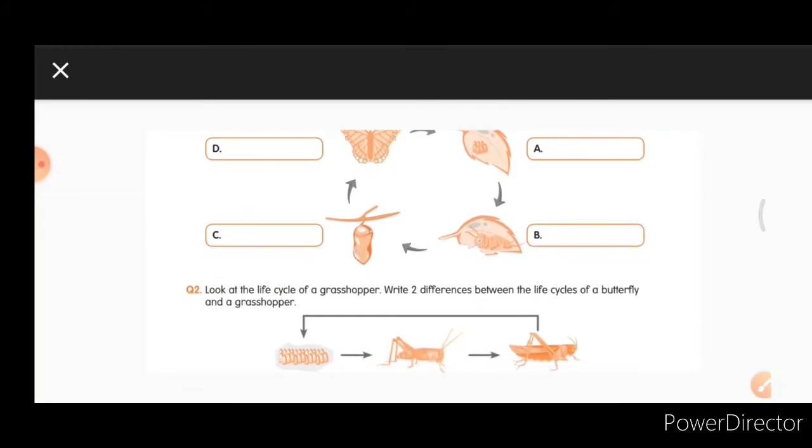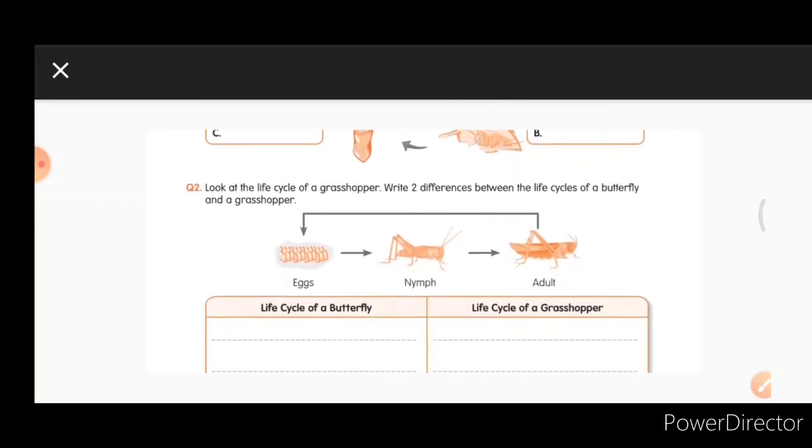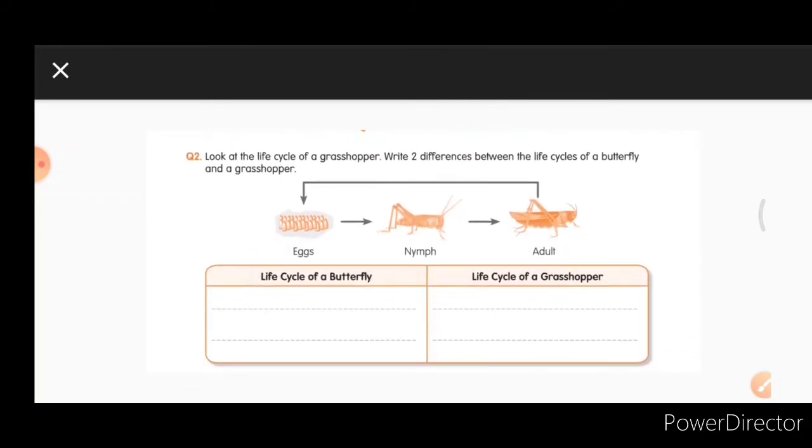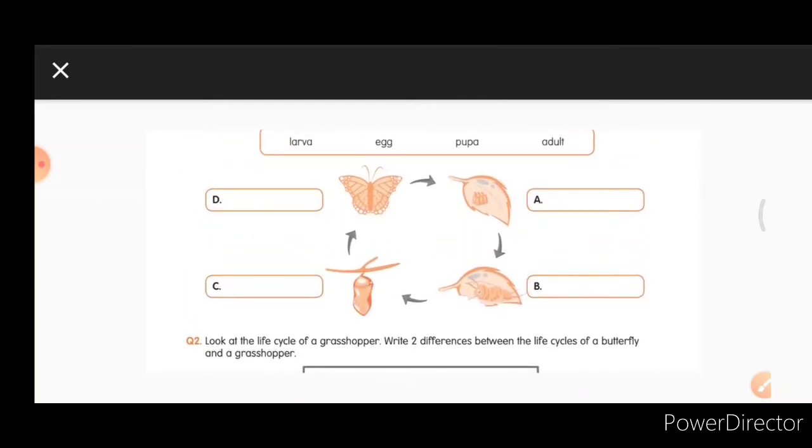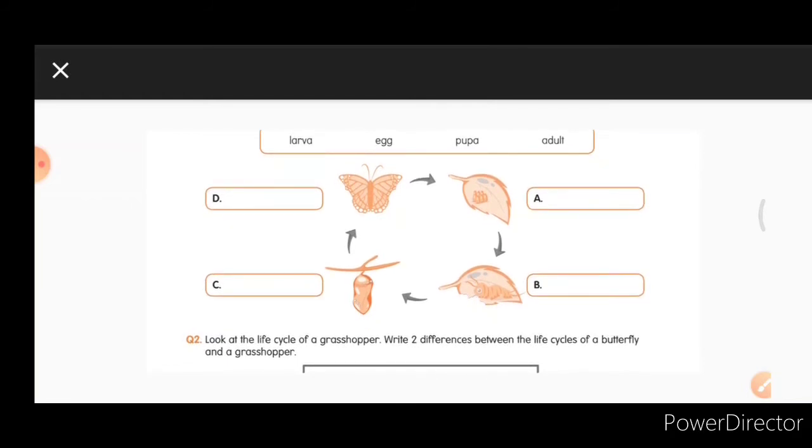Right, students? Let's move to the next question. Look at the life cycle of a grasshopper. Write 2 differences between the life cycles of a butterfly and a grasshopper. What is the difference? Just have a look at the life cycle of a butterfly. How many stages are there in its life cycle? 4 stages are there.